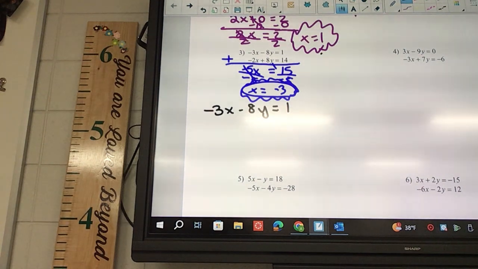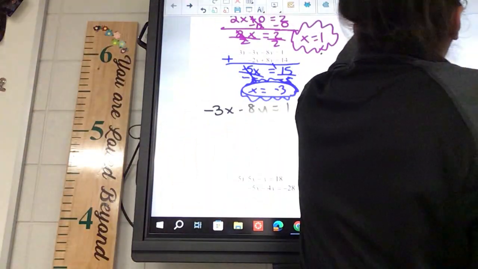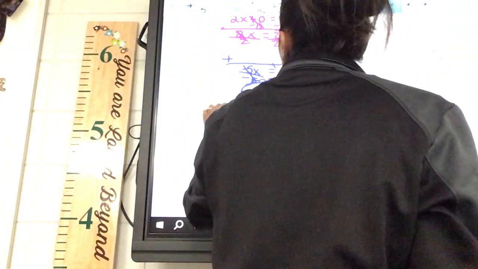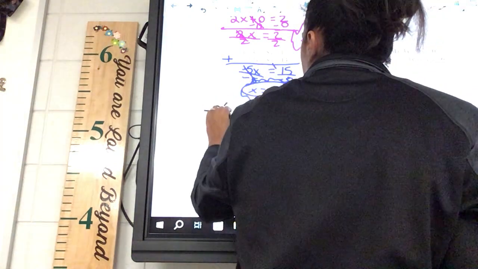Okay, does the rule still follow? It has to be under 10. It should, yes. Okay, what can I plug in? The x or the y? The x. So where the x is at, we're going to put what? Negative 3. Okay, we need to make sure that we're using parentheses.